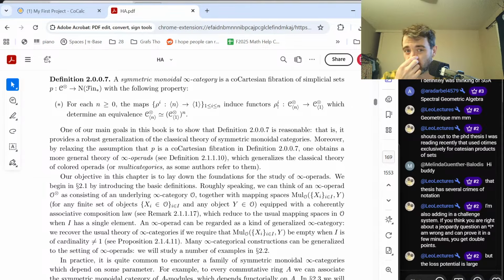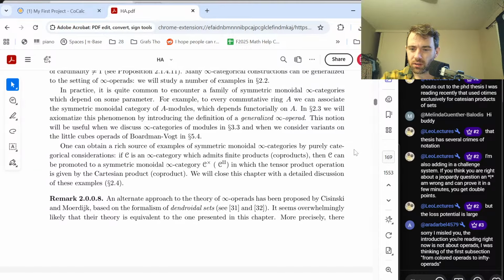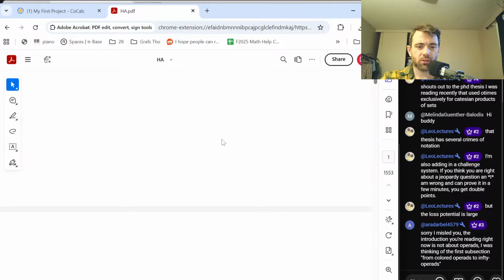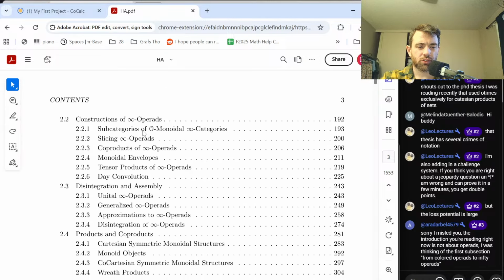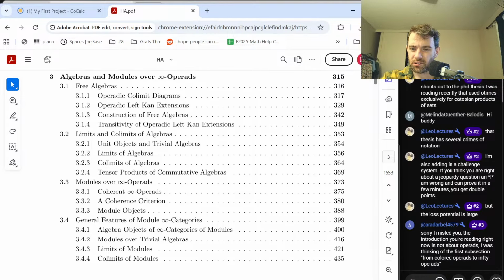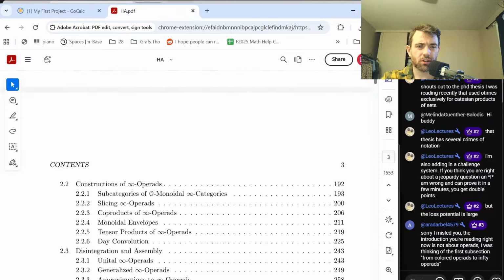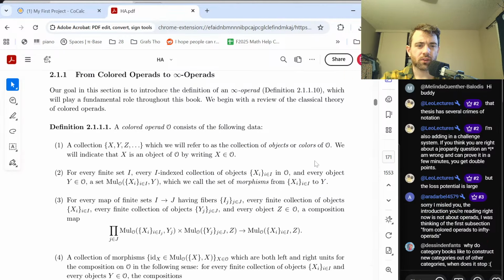Okay, here's the definition of symmetric monoidal infinity category. From colored operads to infinity operads. Okay, where's that? Where's that section? Oh my god, where is it? From colored operads to infinity operads. Oh, here we go. 171. Okay.